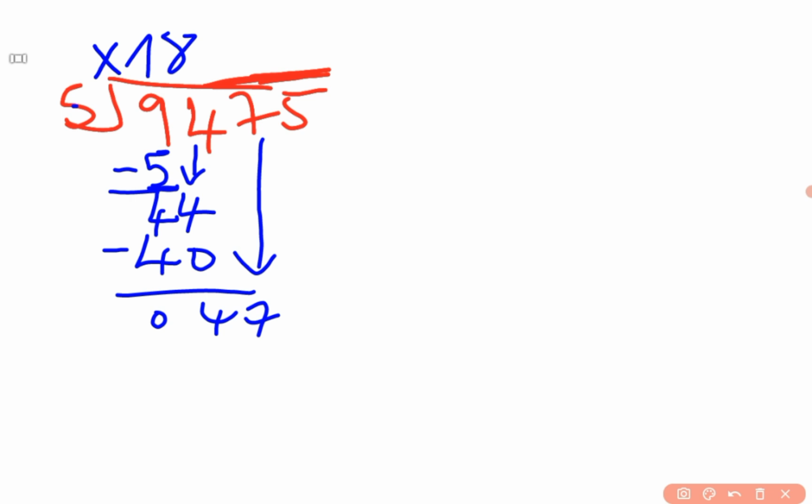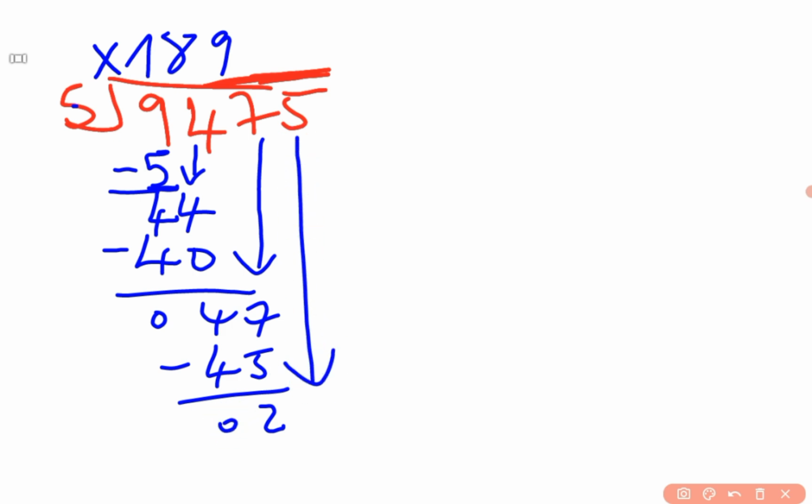47 divided by 5 is 9. And 9 times 5 is 45. When you subtract, 7 take away 5 is 2, and 4 take away 4 is 0. You bring down 5. And 25 divided by 5 now is 5. 5 times 5 is 25. You subtract, now you have 0.